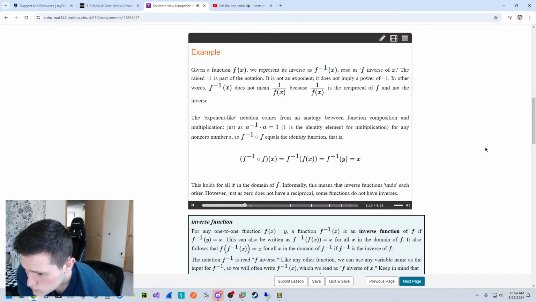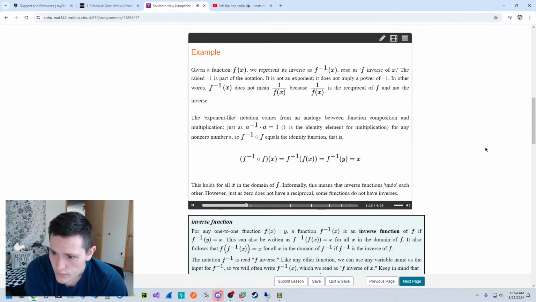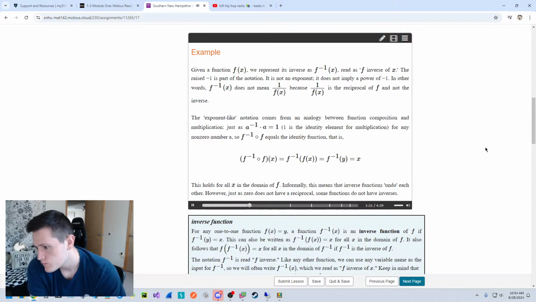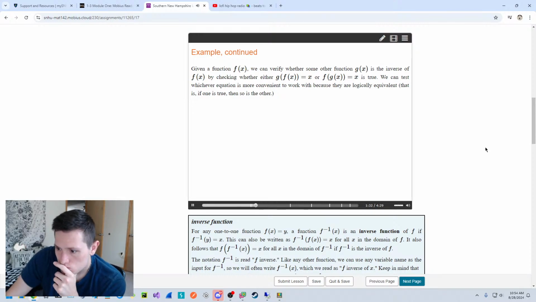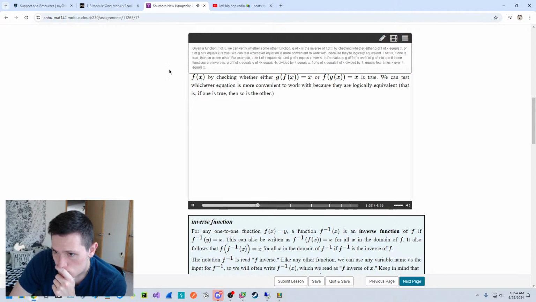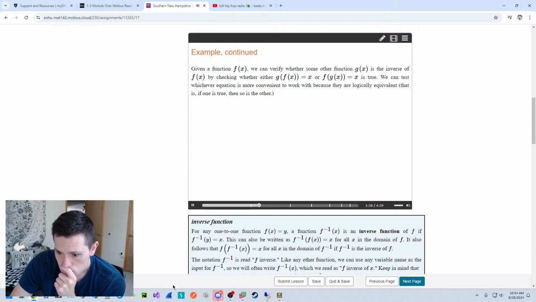Informally, this means that inverse functions undo each other. However, just as 0 does not have a reciprocal, some functions do not have inverses. Given a function f(x), we can verify whether some other function, g(x), is the inverse of f(x) by checking whether either g(f(x)) equals x, or f(g(x)) equals x is true. We can test whichever equation is more convenient to work with, because they're logically equivalent. That is, if one is true, then so is the other.